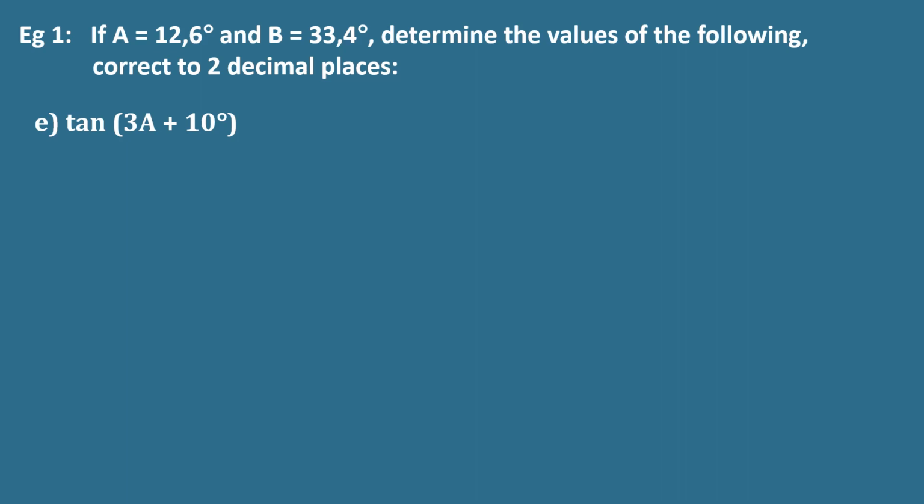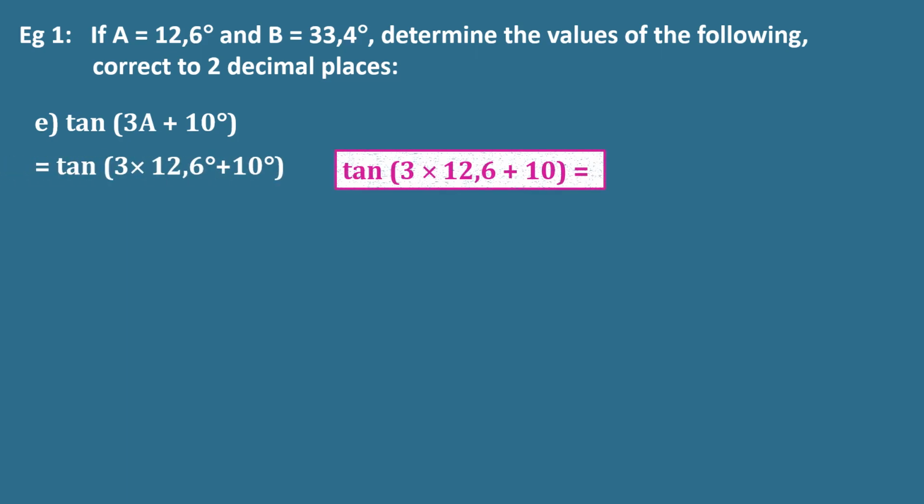Let's look at one more where it's just straight substitution. First, show your substitution on your page, and you just need to remember that 3A would mean 3 times A. So you've got tan of bracket 3 times 12,6 plus 10 degrees. And if you type that in exactly as you see it, your calculator will do the multiplication first because it does work on BODMAS. And you end up with 1,10.